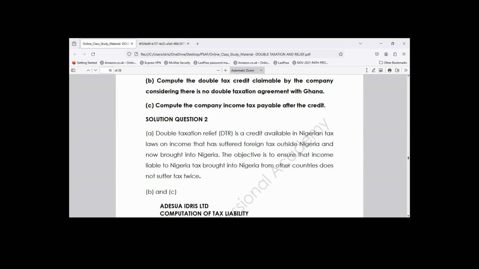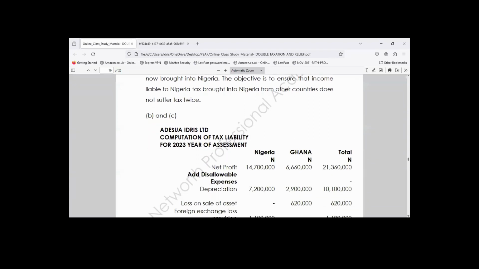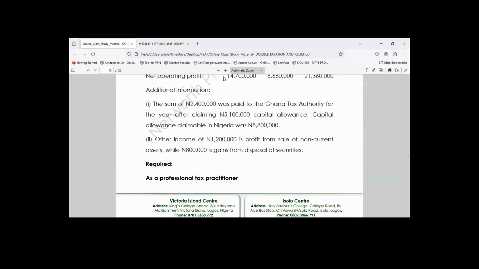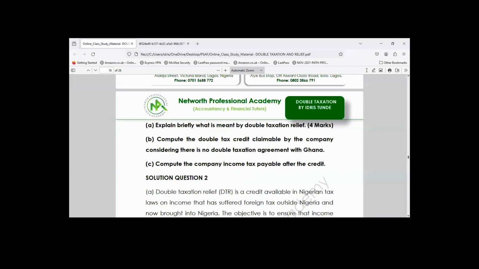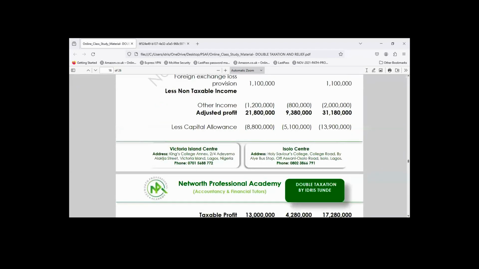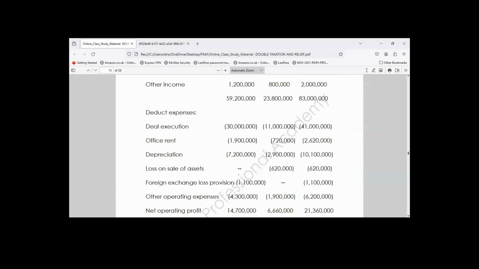So B part of the question and C part, let's solve it together. You start with your net profit. In your net profit, you add back disallowable expenses. So what are the disallowable expenses in this question? Number one disallowable expense that we have in this question is depreciation. Depreciation is a disallowable expense.